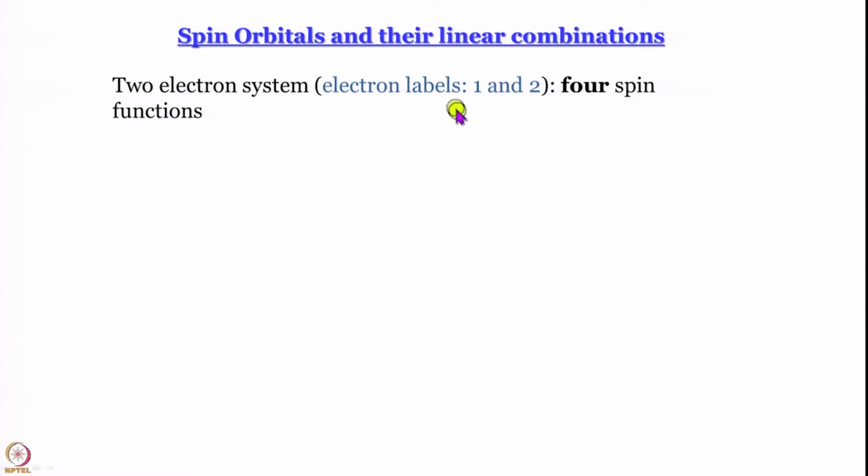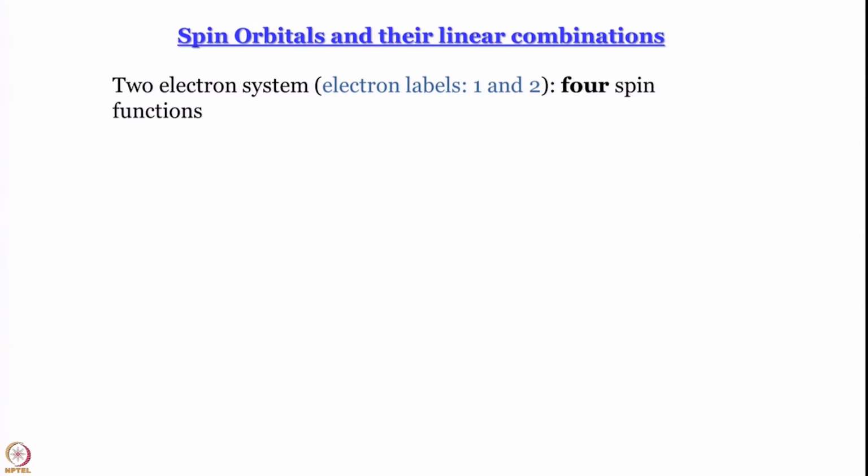So, here we are using electron labels of 1 and 2. So, 1 and 2 are like the names of the electrons, electron number 1, electron number 2. As you understand, we can construct 4 different spin wave functions using electron numbers 1 and 2. And at this stage, in case you do not have a pen and notebook, please pause the video, go and fetch them and start writing. As I said earlier, we have to keep writing so that we understand.